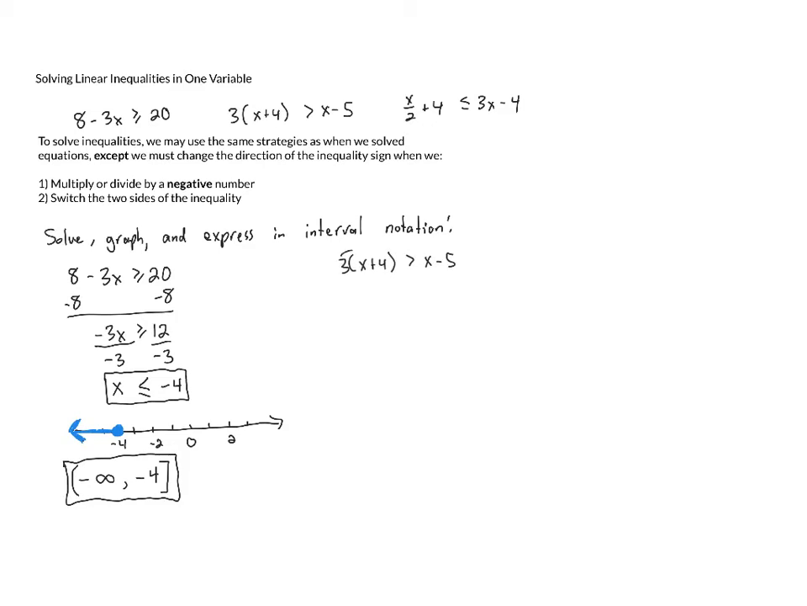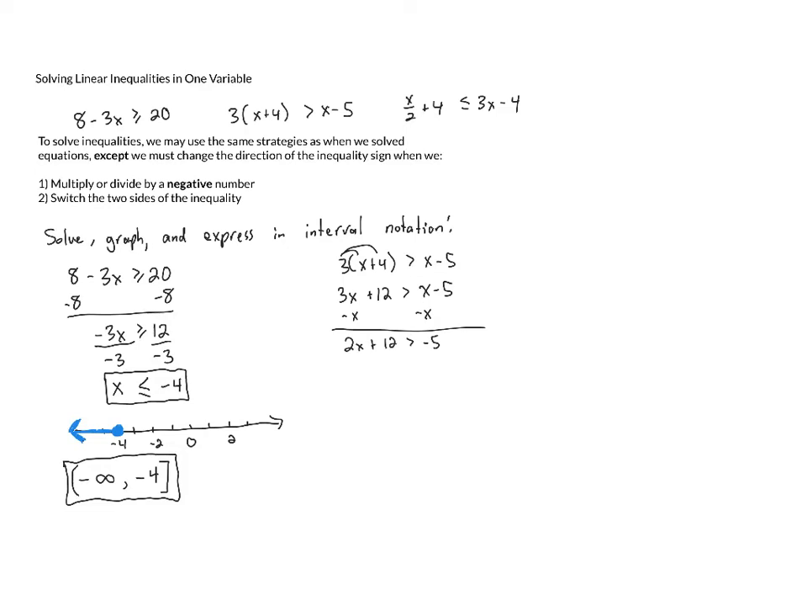Here we can simplify the left-hand side with the distributive property. That gives us 3x plus 12 is greater than x minus 5. Now we've got variable terms on both sides. We need to eliminate one of them. We can eliminate the x by subtracting x from both sides. That gives us 2x plus 12 is greater than negative 5.